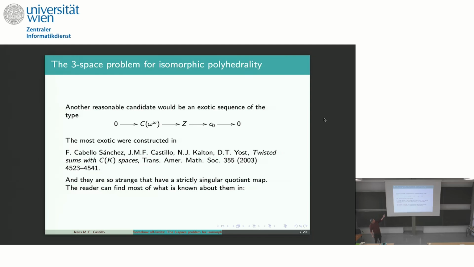And the strangest, which was my candidate to be a counterexample, is a twisted sum in which the quotient map is strictly singular. So the space in the middle is not a Lindenstrauss space, it cannot be renormed to be a Lindenstrauss space. You can think of it from your perspective: the space Z cannot be renormed to be a Lindenstrauss space, so that its dual is L1, but the dual can be renormed to be L1, because the dual of Z is isomorphic to little l1. So it's exotic in some way, this space. And these were my candidates for counterexamples.